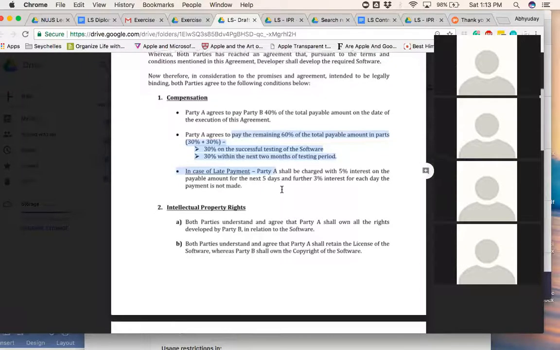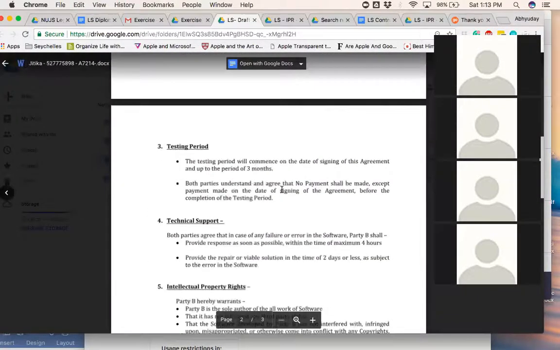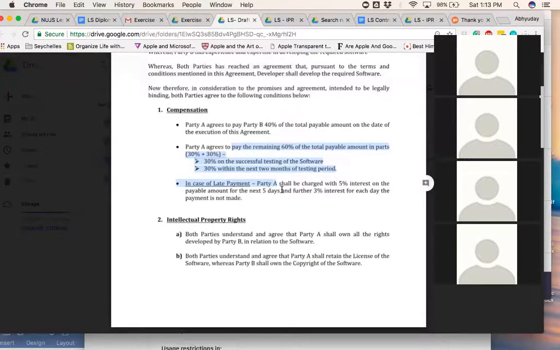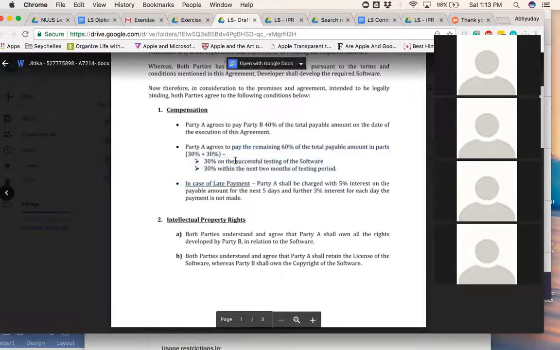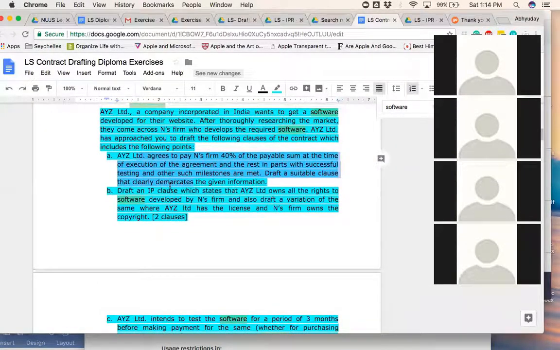Then you need to say, then this was milestone based, right? Yes. So milestone, is there a place where you have incorporated the possibility of including milestones? No. One second. So you've written successful testing, and within 2 months of testing period, I think there were more milestones here. Hang on. Yeah. So in parts with successful testing and such other milestones are met. This whole piece is there, right? True. Can you see this? Yeah. So we needed to say one is testing and the second is by when it's met.